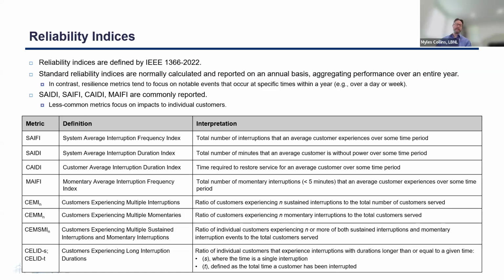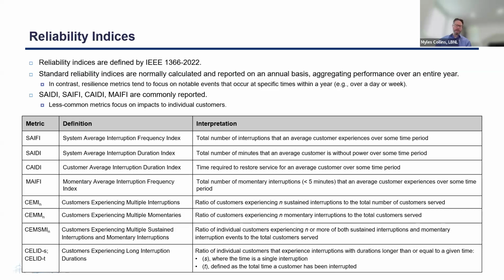And then for CAIDI, C is for customer. This is the average time required to restore service, so about the average duration of an outage or an interruption. And then MAIFI, M stands for momentary. This is an interruption less than 5 minutes. So that's a distinction. An interruption that's sustained is 5 minutes or more, and a momentary interruption is less than 5 minutes.